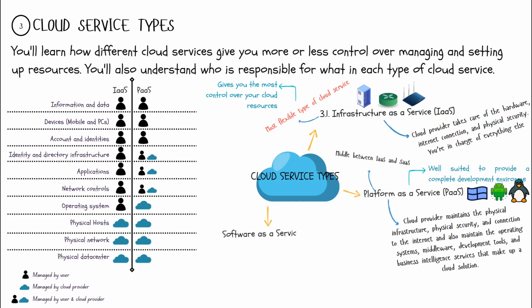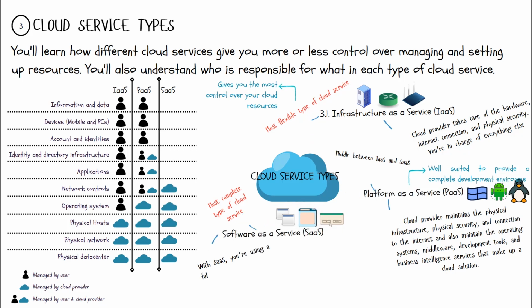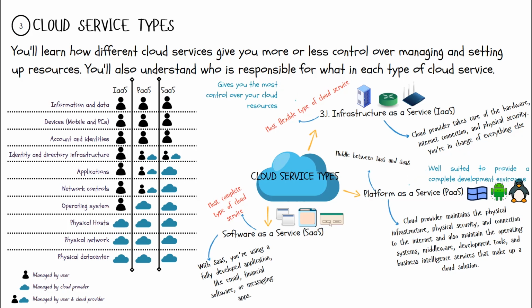Software as a service is the most complete type of cloud service. With software as a service, you're using a fully developed application, like email, financial software, or messaging apps. Even though software as a service gives you less control over customization, it's the easiest to start using because it requires very little technical knowledge. Everything is set up for you, so you can start working right away.